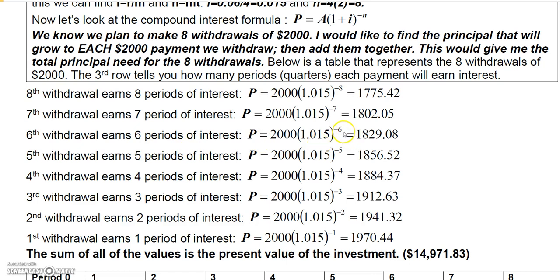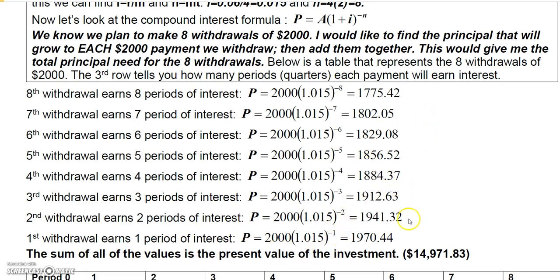The 6th withdrawal will go through 6 periods, so you'll need that much. The 5th withdrawal will go through 5 periods, so you'll need that much. The 4th withdrawal goes through 4 periods. The 3rd withdrawal goes through 3 periods. The 2nd withdrawal goes through 2 periods. And then the 1st withdrawal only earns 1 period of interest.